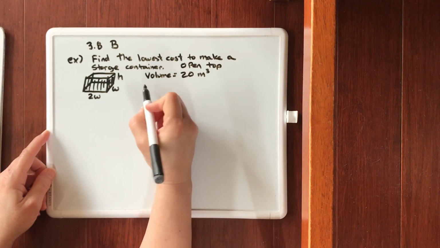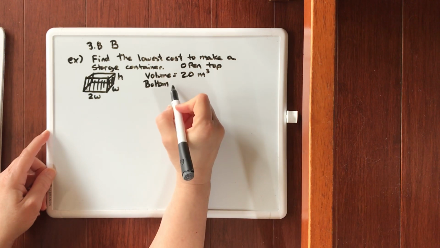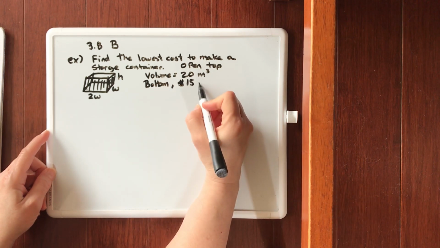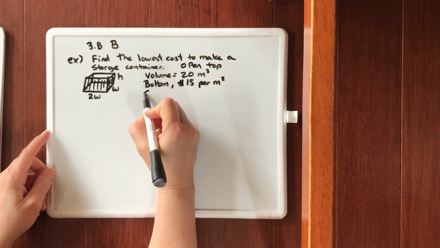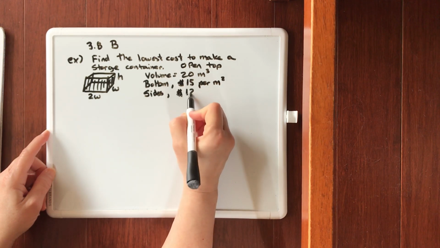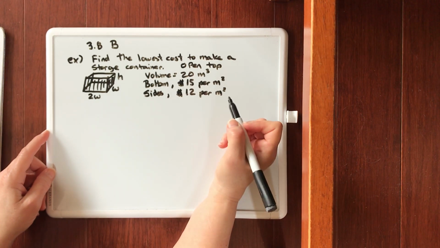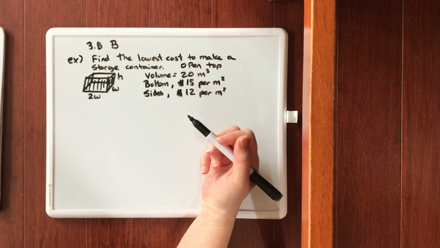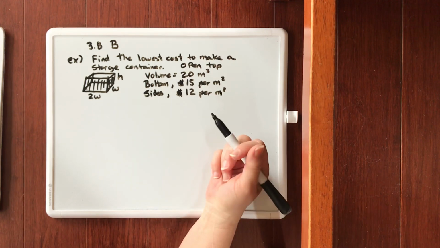All right. Now to make it, the bottom piece is going to cost $15 per meter squared. Okay. The sides are going to cost a different amount. They're going to cost $12 per meter squared. Okay. All right, what you're going to find in these problems is they're going to give us some information, and we'll eventually find one variable by using the different information they give us.